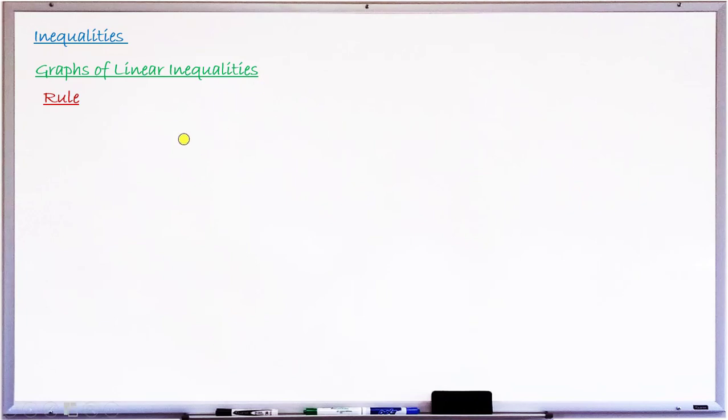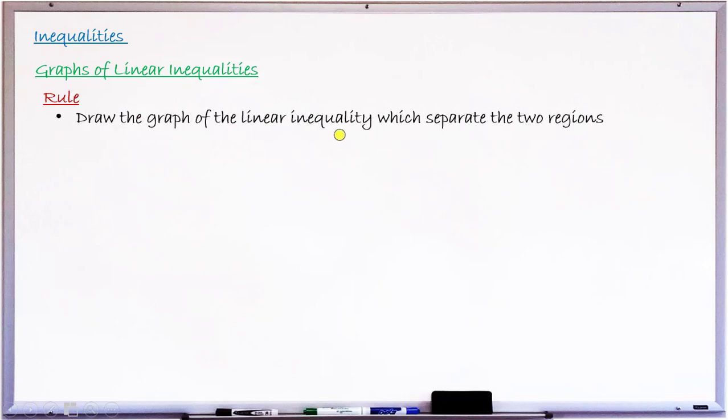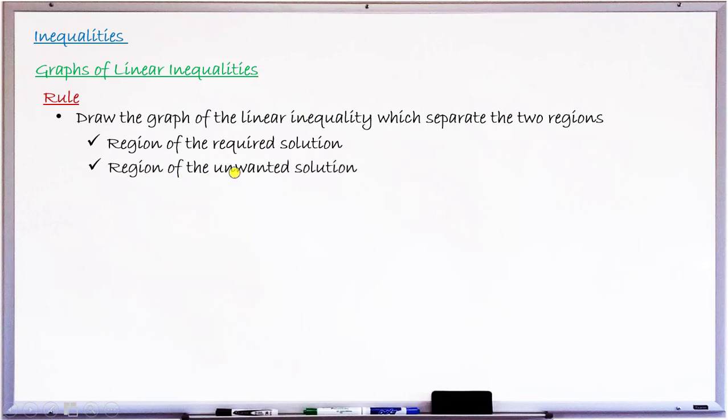To begin the lesson, my dear student, let us learn the rule. It is this rule that will tell us what we need to do in order to draw the graph of a linear inequality successfully. So rule number 1 says draw the graph of the linear inequality, which separates the two regions. One of the regions is called the region of the required solution, and the other region is called the region of the unwanted solution. These will now be the two regions that you have in your graph after drawing the inequality.